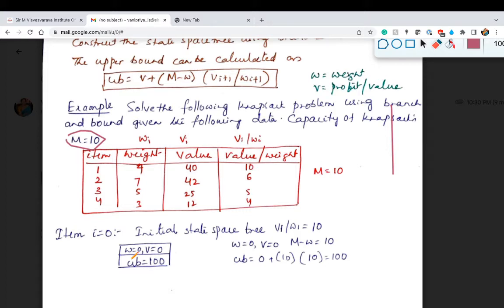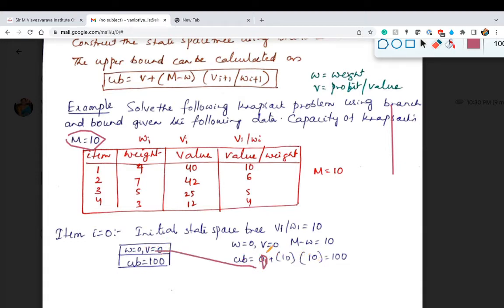Then initially you need to find out the upper bound. What is the upper bound formula? V, the value, plus M minus W into V(i+1) divided by W(i+1). So here i is equal to 0. That means we haven't selected any item yet, right? If you substitute the values in the upper bound formula, what is the value of V? Here V is equal to 0.